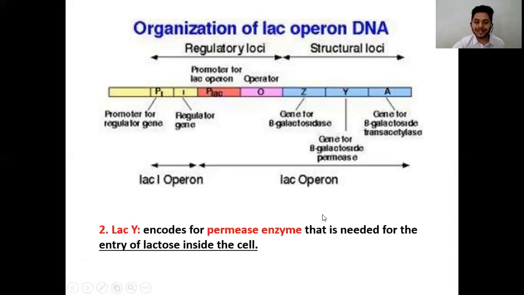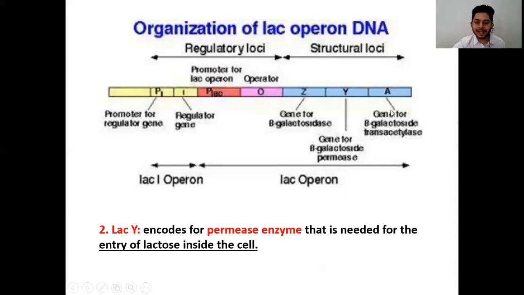Now my next structural gene is LAC-Y. The LAC-Y gene encodes for another enzyme called the permease enzyme. The role of this permease enzyme is that it is needed for the entry of lactose inside the cell. So if my E. coli cell is growing in lactose, the lactose will never be able to enter inside the E. coli cell without the help of the permease enzyme. With the help of permease enzyme, the lactose gets entry into the E. coli cell. So the permease enzyme is essential.